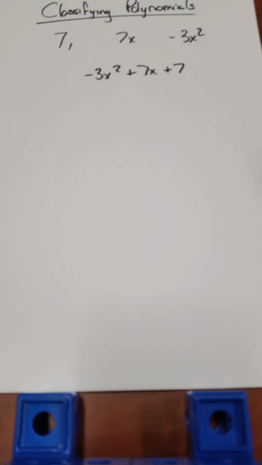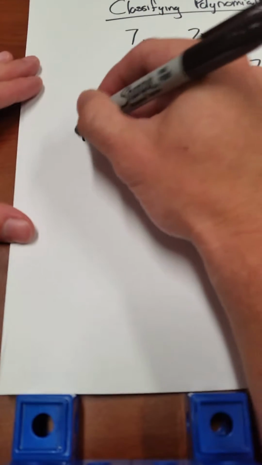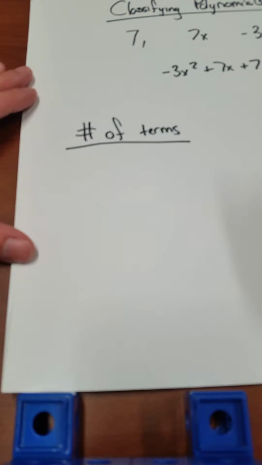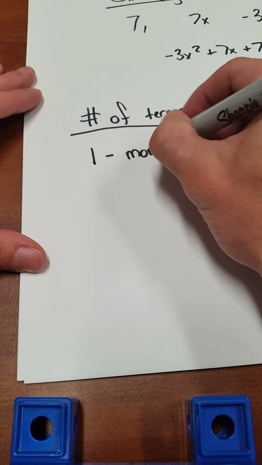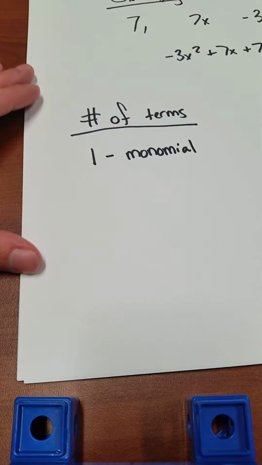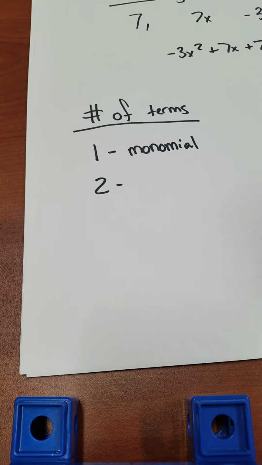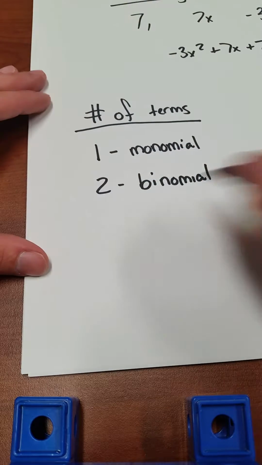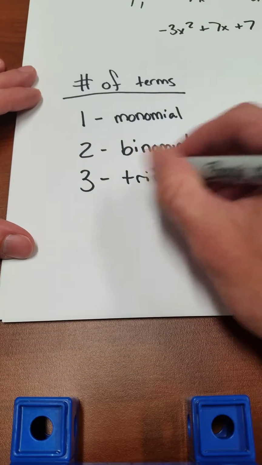So now how to classify them. We name polynomials based upon 2 things. First of all, we name them by the number of terms. Okay? By the number of terms. If it has 1 term, it is a monomial. Mono meaning 1, monomial. 2. Well, 2, if you have 2 wheels on a bicycle, it is a bicycle, 2 wheels. So this is a binomial. 3. Well, 3 wheels on something is called a tricycle, so trinomial.